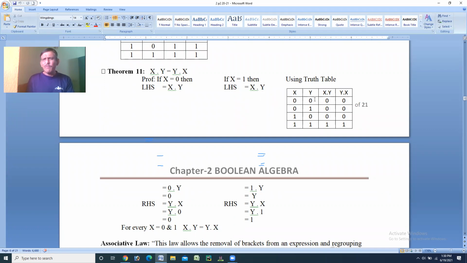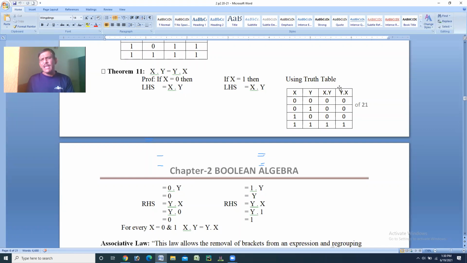So again, perform now the AND operation for the third column x dot y. That is both are 0, 0 dot 0 is 0. In the next row, 0 dot 1 is again by AND relation also 0. And third row, 1 dot 0 again by AND relation is also 0. And last row, that is 1 dot 1 is equal to 1 by AND relation.